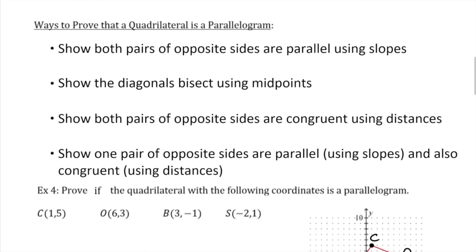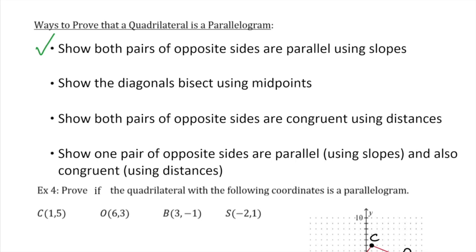There are a couple different ways we can prove that a quadrilateral is a parallelogram using this coordinate proof stuff. You're welcome to read through all of these, but because we're paring this down, there's a couple that we're not going to worry about. This one way up at the top, show both pairs of opposite sides are parallel using slopes. Ding, that's exactly what we're going to do.